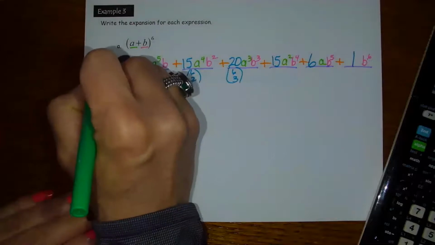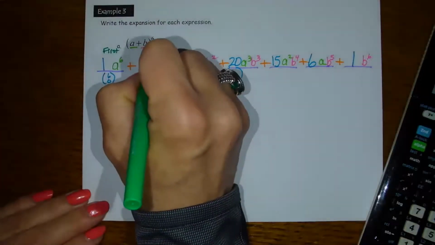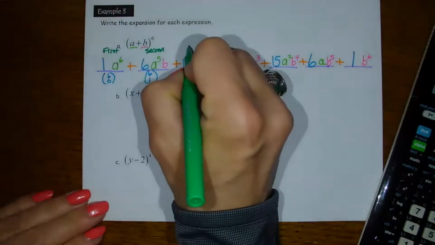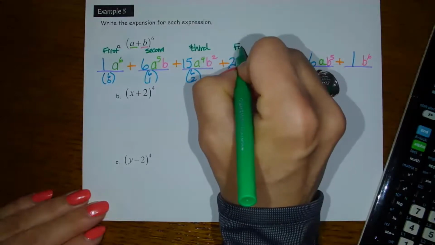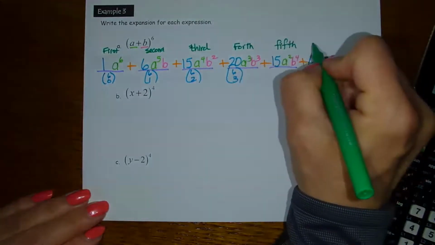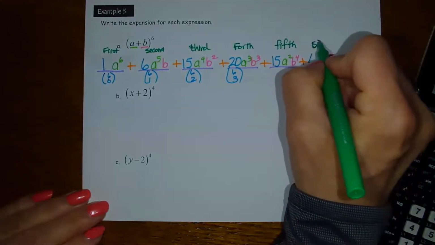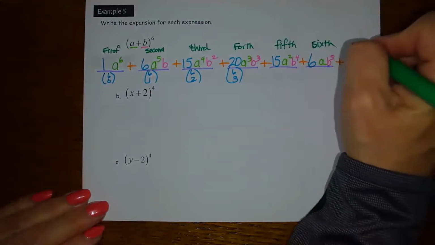This is the first term, right? The second term, the third term, the fourth term, fifth term, sixth term, and the seventh term.